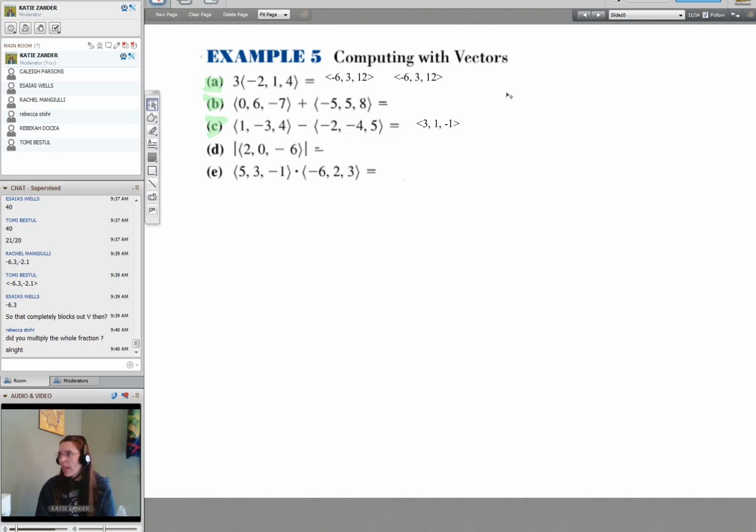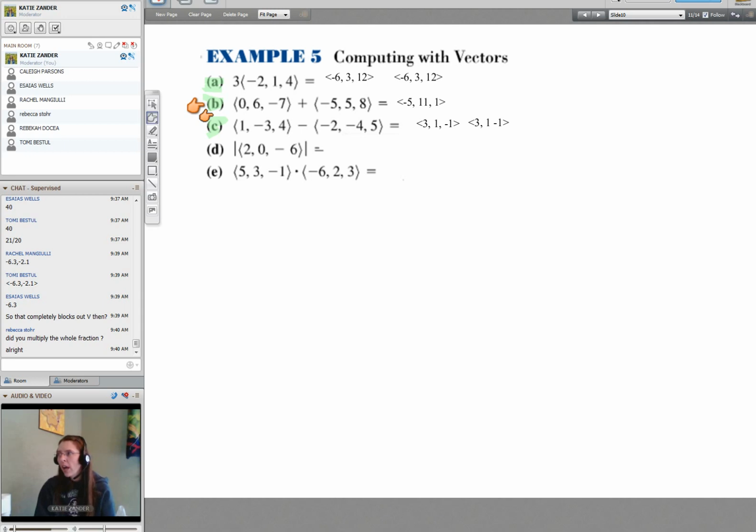Part C, we just got to remember to distribute the negative. So 1 minus -2 is a 3. -3 minus -4 is a +1, and 4 minus 5 is a -1. So part C looks good as well. I like how we skipped part B. We jumped over that. There we go. Tommy threw it up there for us. So -5, 11, 1. That looks good for part B.